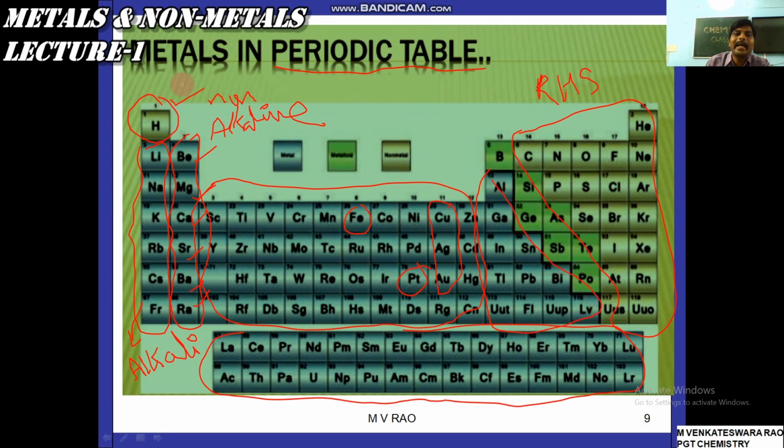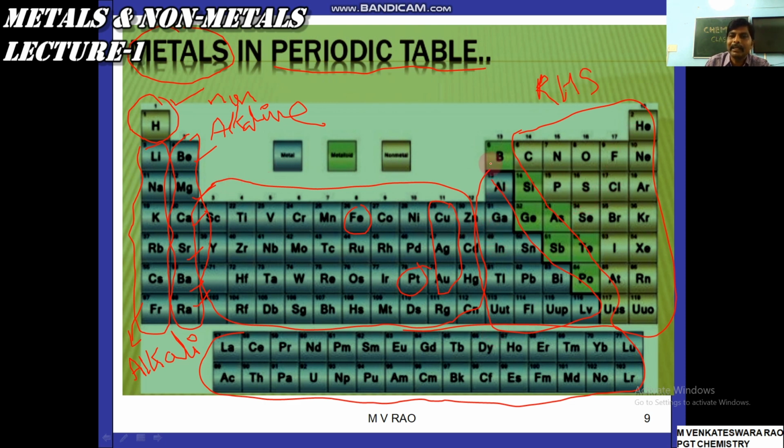So in the entire periodic table, nearly 91 elements are metals. More than two-thirds of the elements are metals. Other than the right hand side elements, the remaining elements are metals.